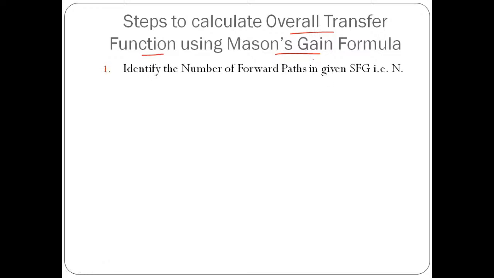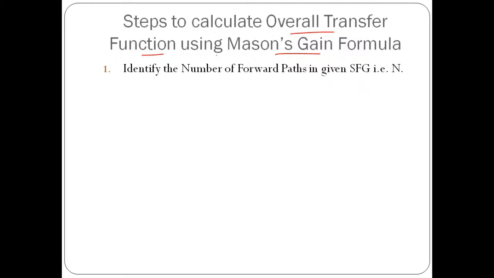So the first step is we need to identify the number of forward paths available in the given signal flow graph, because we need to make the general representation of the formula into a specific formula. That means to what extent we need to vary the value of i, whether we need to take the value up to 2 or up to 3 or up to 4, that first of all we need to identify, and that depends upon the value of n, and n defines the number of forward paths available in the signal flow graph.